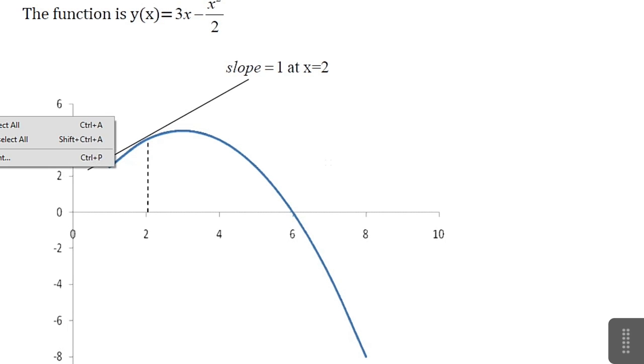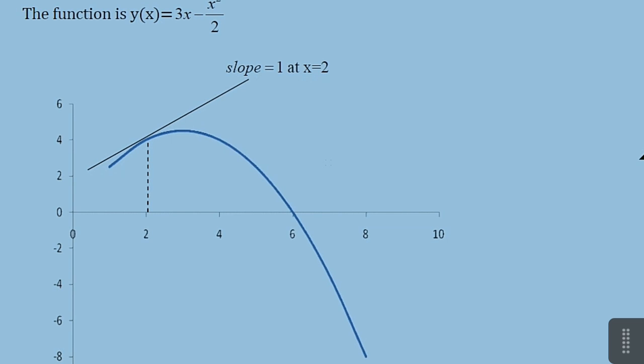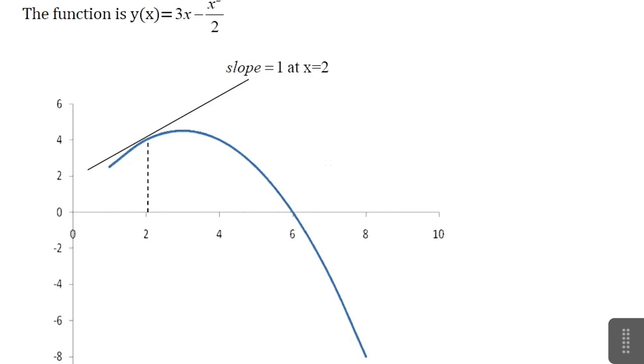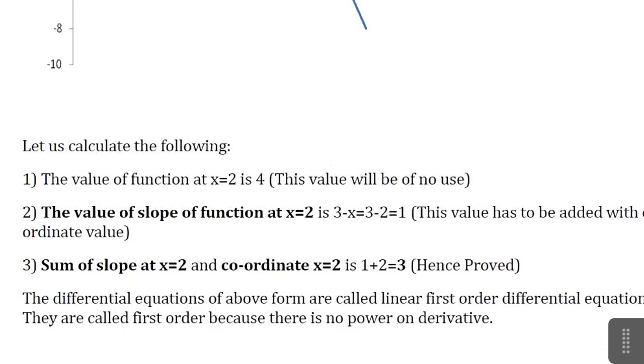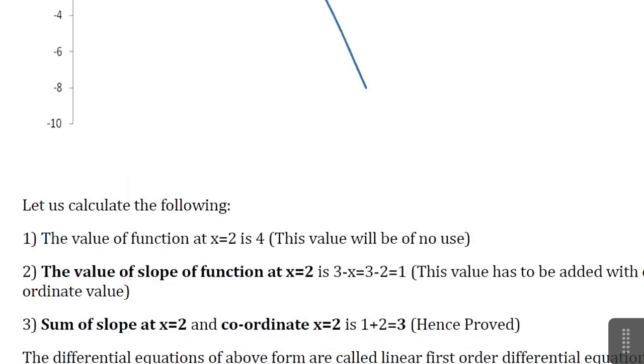Now, if we go down, let us try to understand this graph. What is the value of the function at x equals 2?